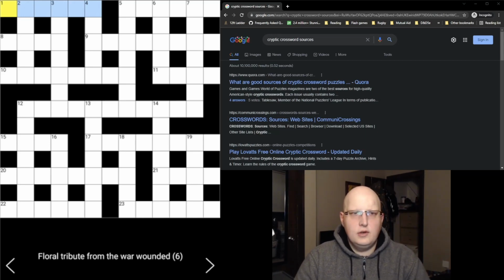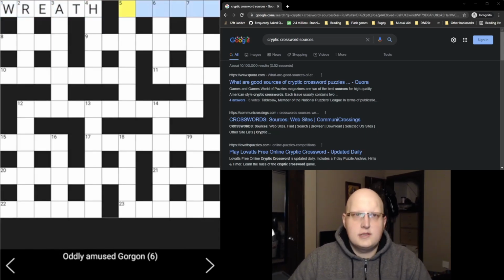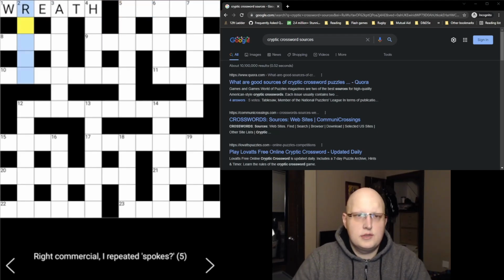So, first clue, floral tribute from the war wounded. Floral tribute, wreath. Wreath is a floral tribute and fits 6 letters. How do we get a wreath? So W, yes. Floral tribute is a wreath, and the way we get that is we take the letters in the war, and if we wound them, as in rearrange their parts a bit, we get wreath. So that's the answer. Let's try one of these down clues.